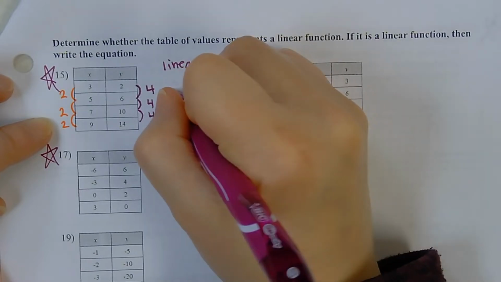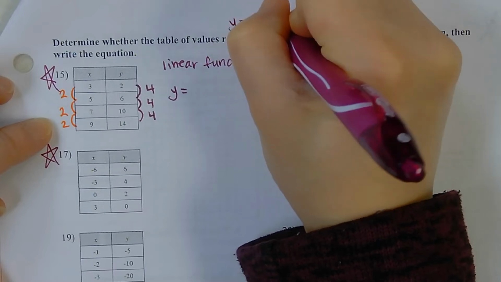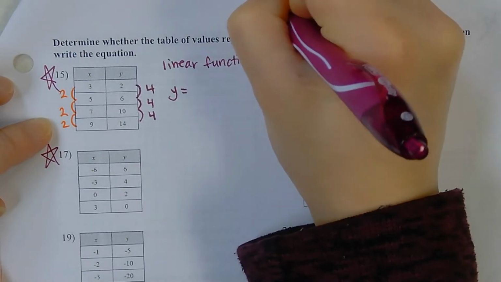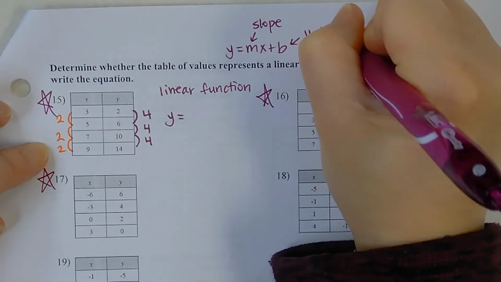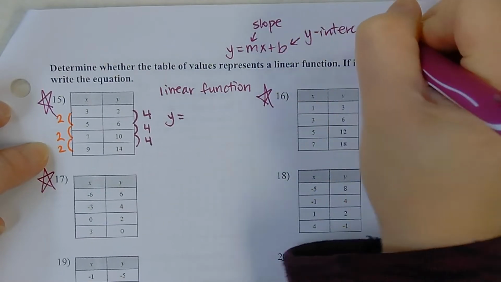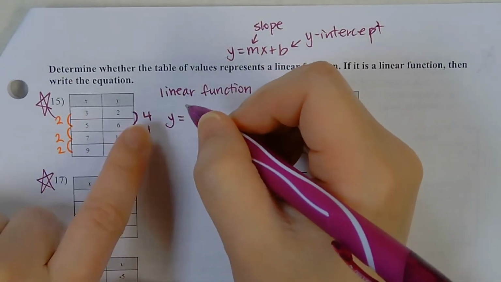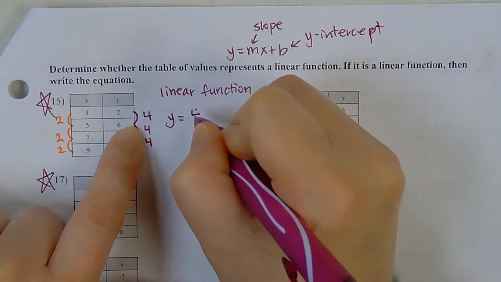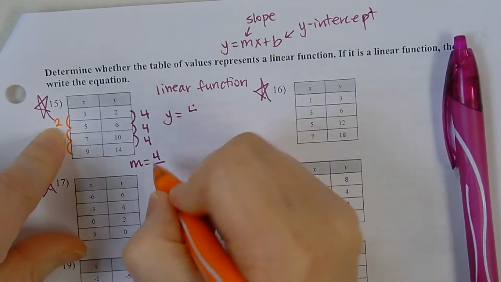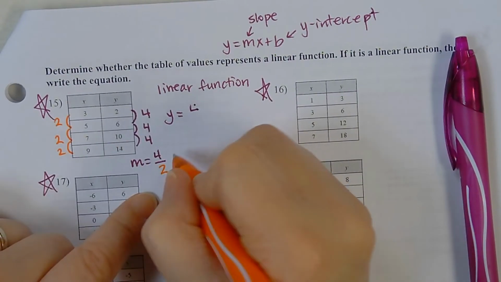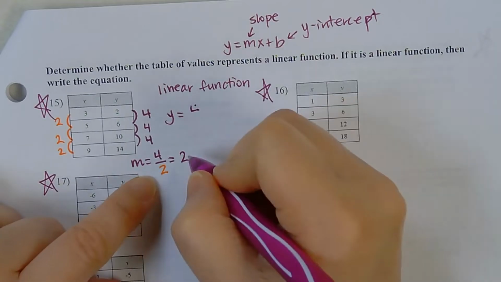So y equals mx plus b, right? Remember it was y equals mx plus b. Remember the m is the slope. We have been doing this for days. And the b is the y-intercept. And here the slope is going to be 4. Let me write the slope here. So m is equal to 4 over 2. So it's the difference of y over the difference of x, which is equal to 4 divided by 2, just 2. So we know the slope is 2.